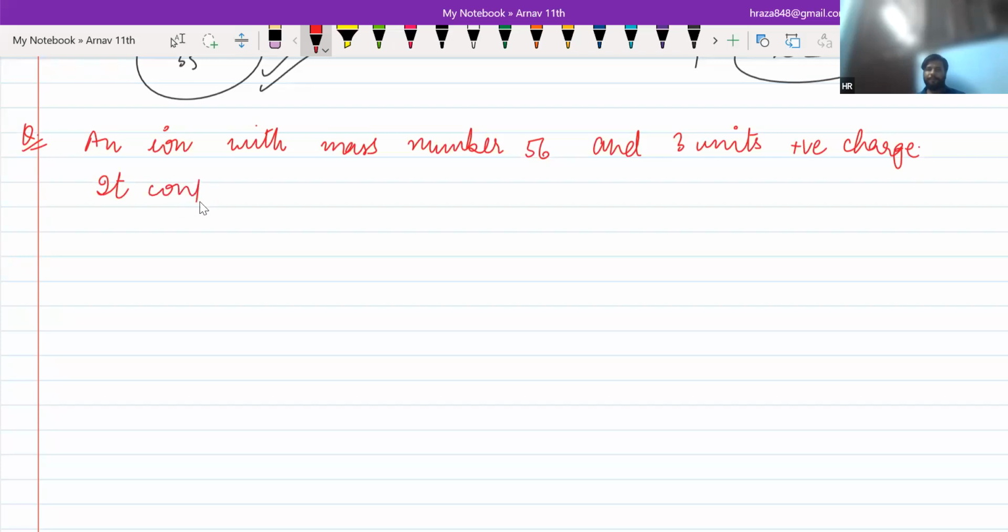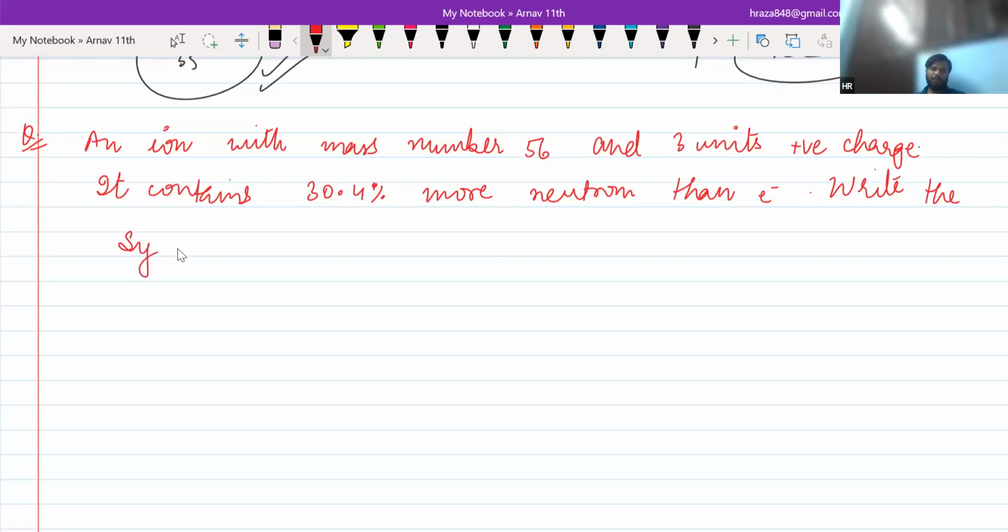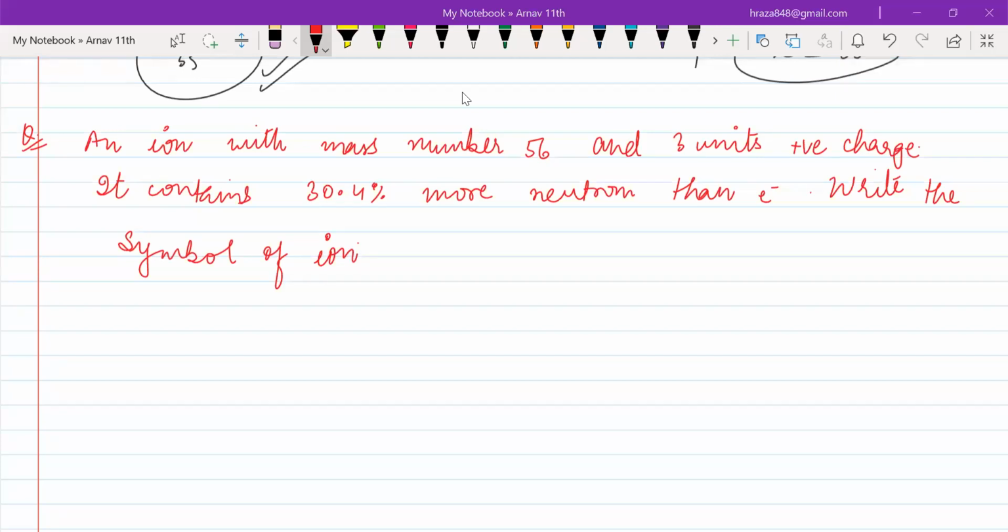Okay. Now the question: it contains 30.4% more neutrons than electrons. Write the symbol of the ion. Please do it. I am waiting. And if you are unable to solve it, just let me know.